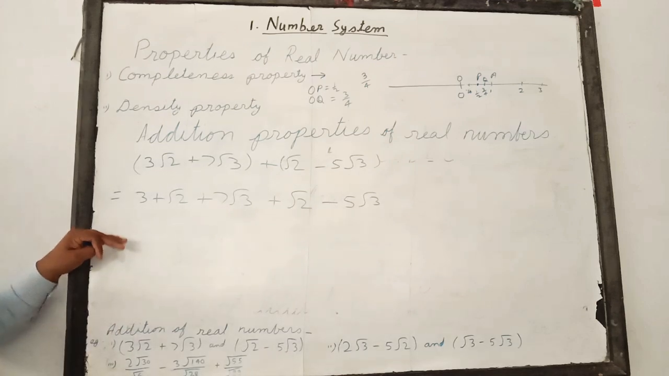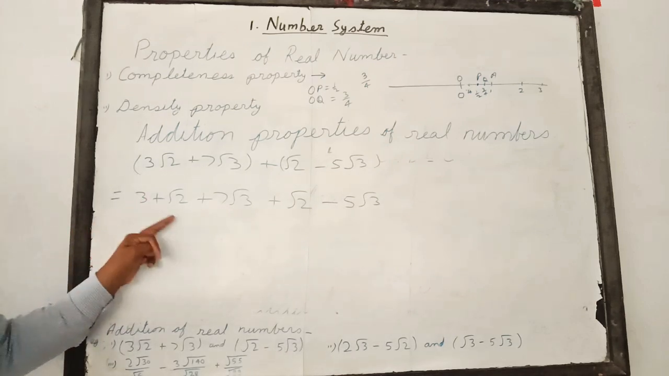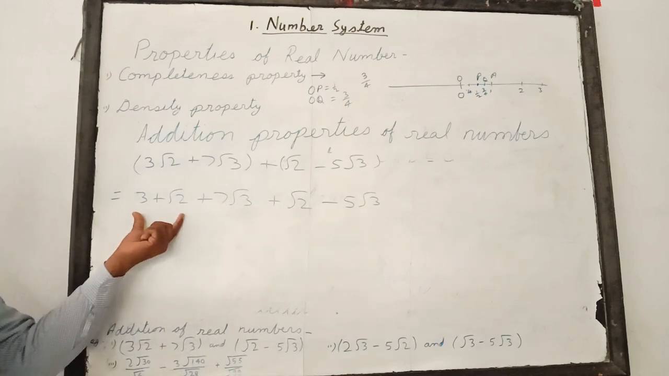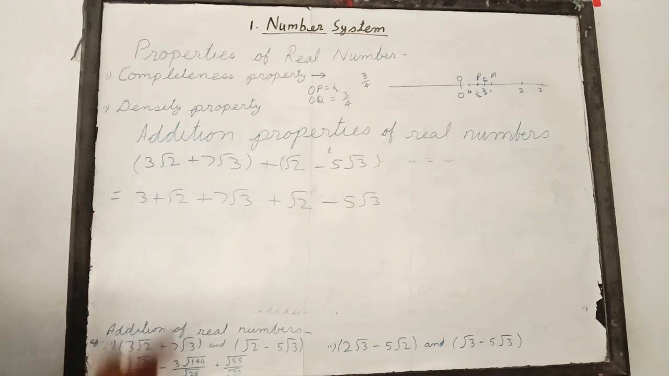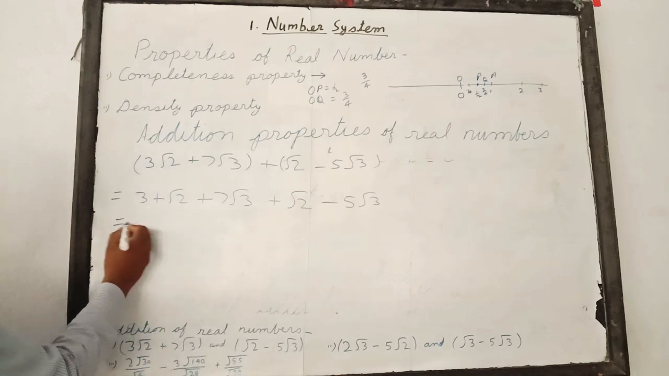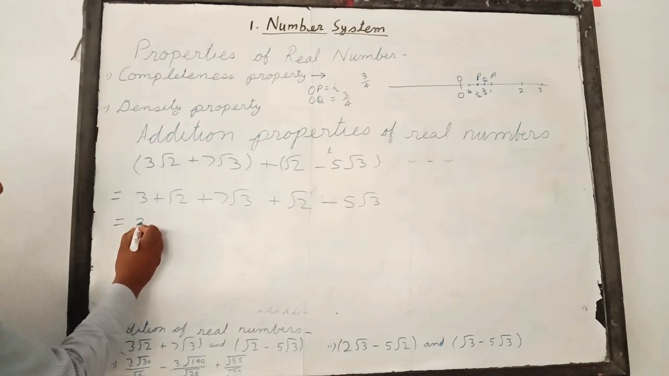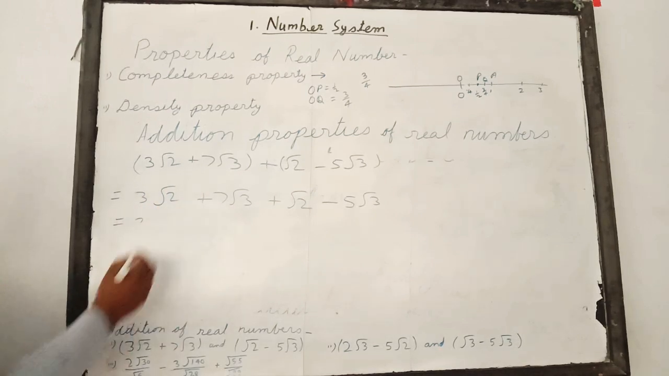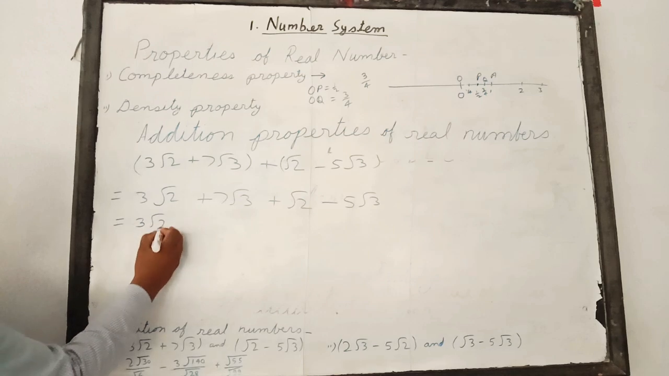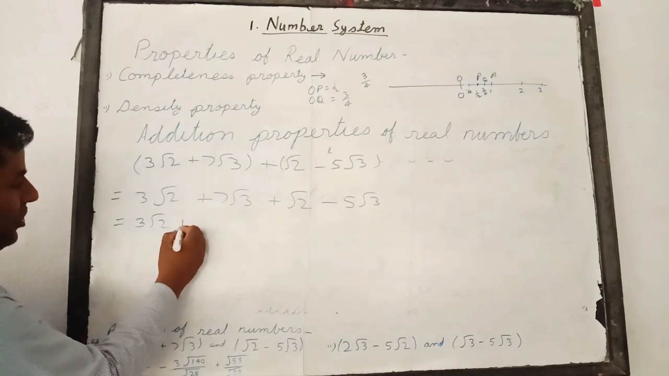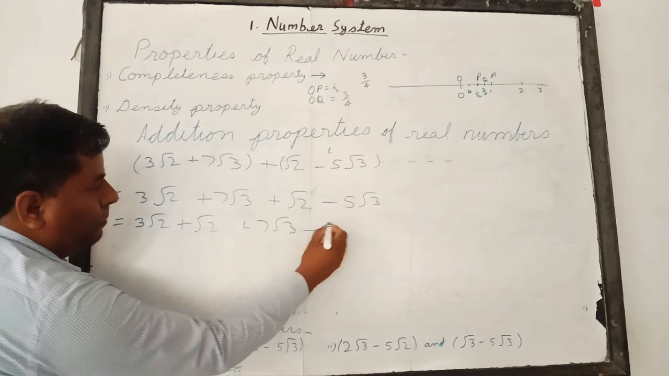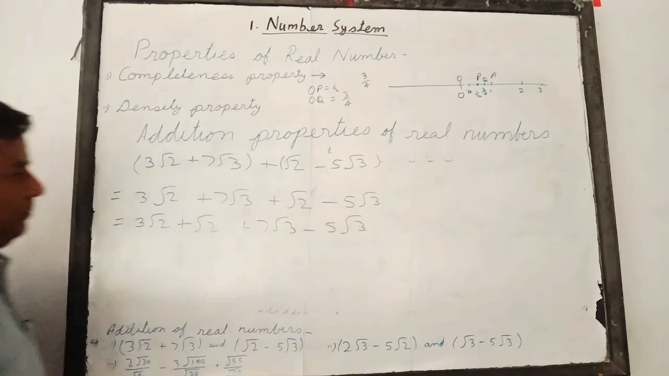Now here what we have to do? First we have to arrange the numbers according to their roots. So all the numbers which have the same root with them, you put together. So here you can see what the numbers are. Here it is 3 root 2 and here we have root 2. So we write 3 root 2 plus root 2 plus 7 root 3 minus 5 root 3.